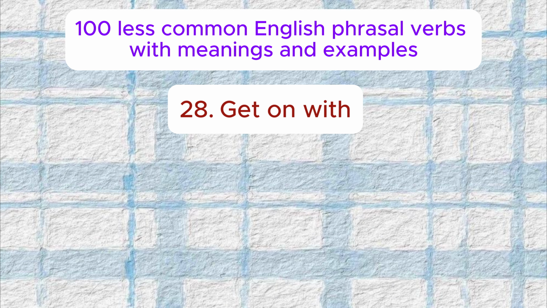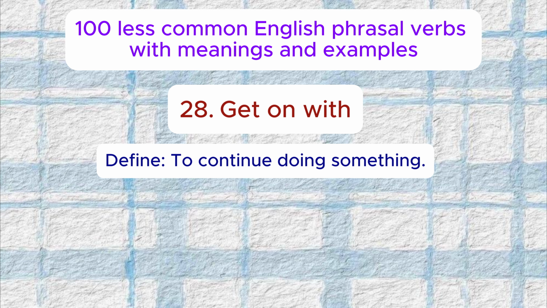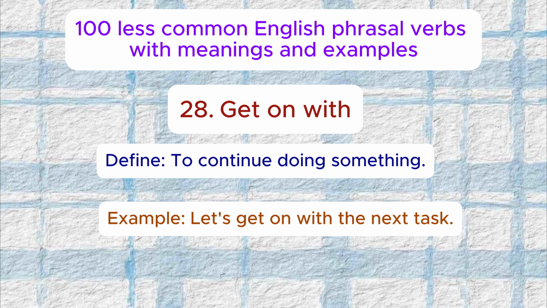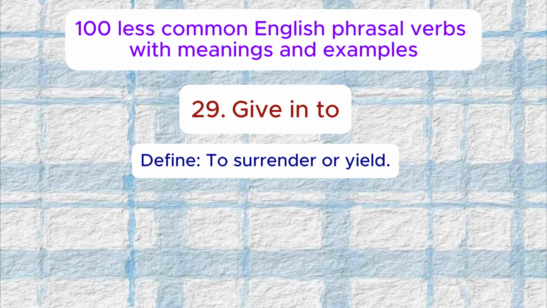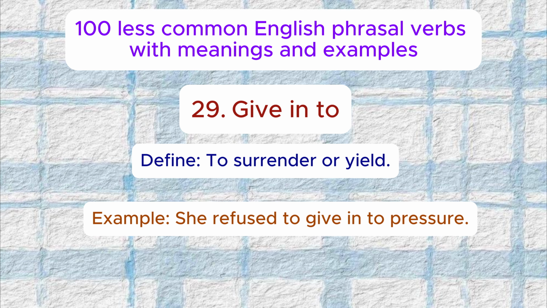28. Get on with. Define, to continue doing something. Example, let's get on with the next task. 29. Give in to. Define, to surrender or yield. Example, she refused to give in to pressure.